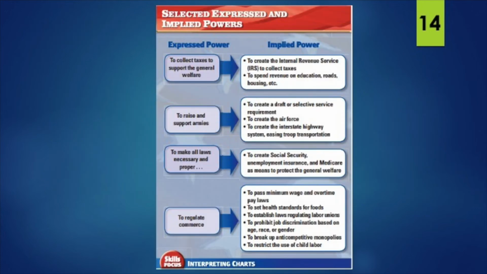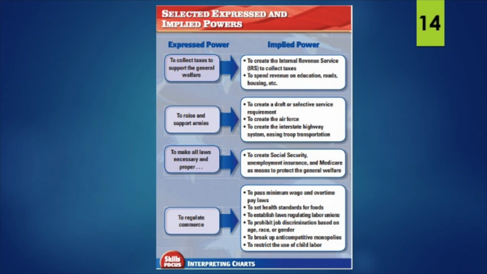If we look at the insert here, let's run down all the express powers that turn into implied powers. The express power to collect taxes to support the general welfare turns into an implied power, which we then use that money to build roads and highways, educational needs, and housing. And this all falls right into Johnson's Great Society plan back in the 1960s, where he thought it would be great to demolish all the slums and then, of course, build high rises and put everybody in those. And well, that just turned into a whole different criminal society.